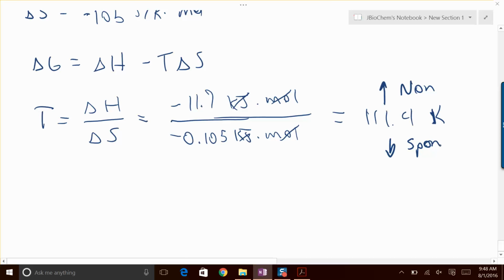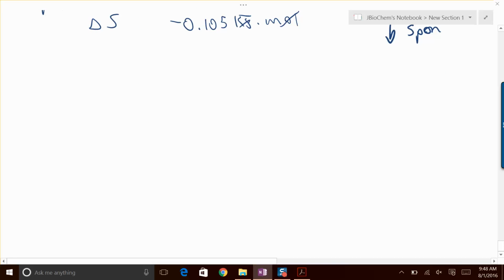So what about if it's at 111.4? Then it's at equilibrium. That's the temperature that's holding the boundary between spontaneous and non-spontaneous. That's why delta G is 0 at that temperature. All right, I don't think we're going to get through all these examples today, but we'll finish it up tomorrow.